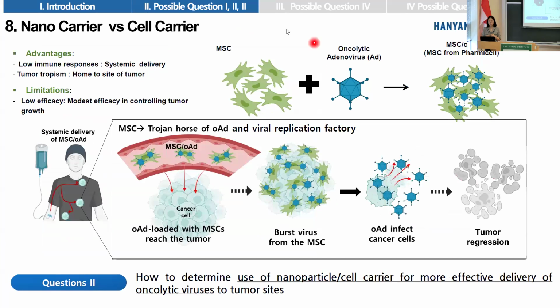And we have also utilized the mesenchymal stem cell as a cell carrier for the oncolytic adenovirus due to its low immunogenicity and tumor tropism. And the MSC can protect the virus. It can be a Trojan horse of oncolytic virus, and it can also be the viral replication factory until it reaches the tumor site. So the question of whether to use a nanoparticle or a cell carrier for more effective delivery of oncolytic virus to the target site is going to be the second question.